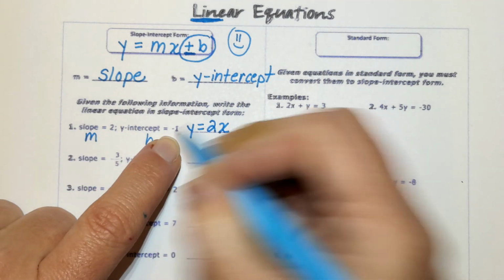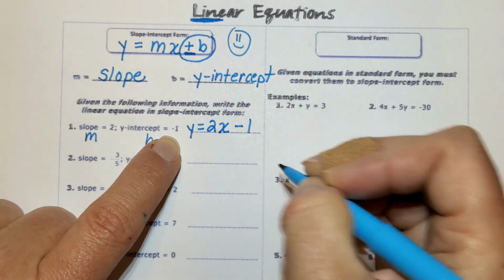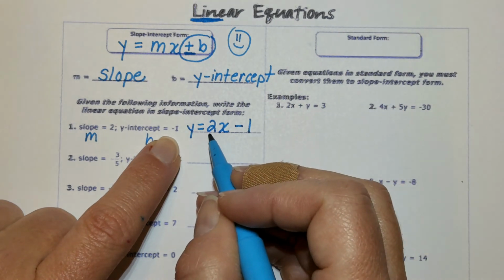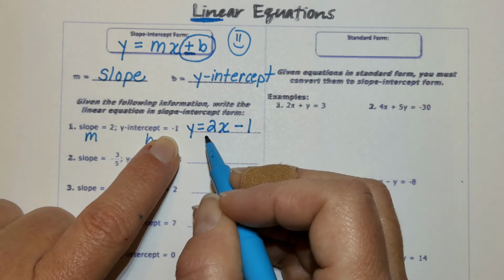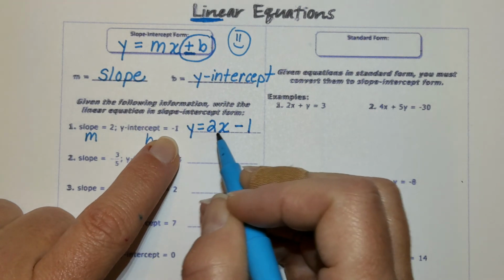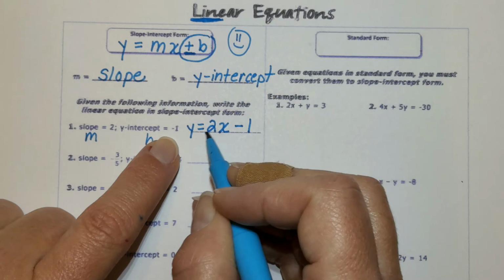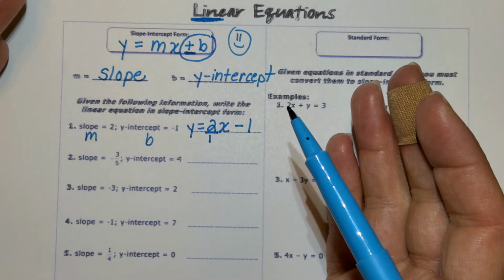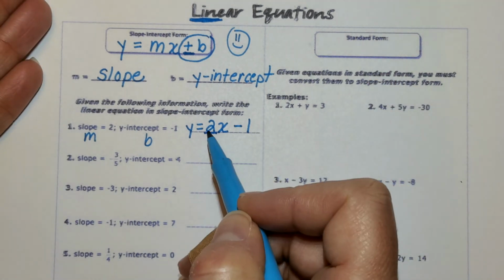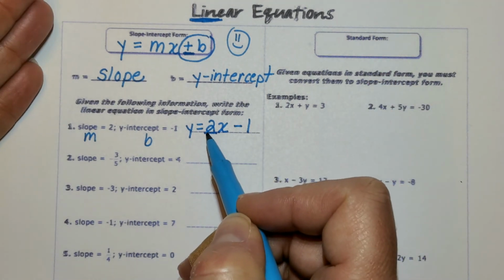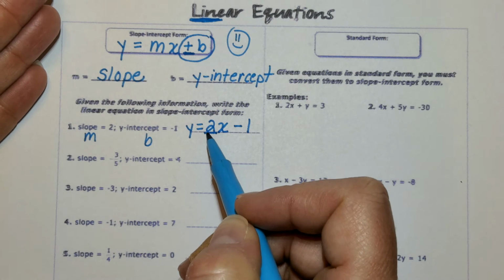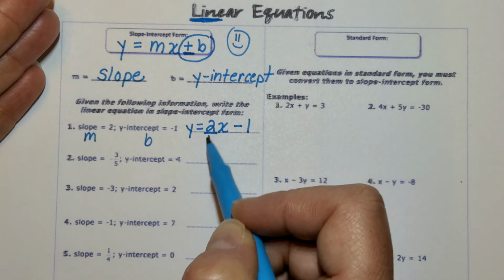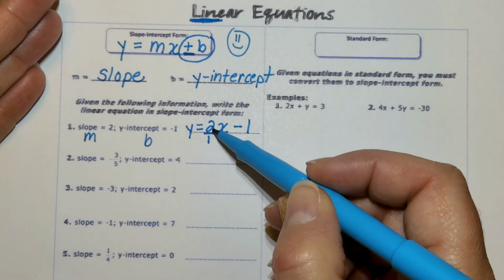Y equals m, which is 2, x, plus or minus b. Well, b is -1, so it's -1. Now, earlier I said I like slope to be represented as a fraction. So truly, I do believe the best way to write this is really like that. That being said, if you just write it as a 2, it's not wrong.